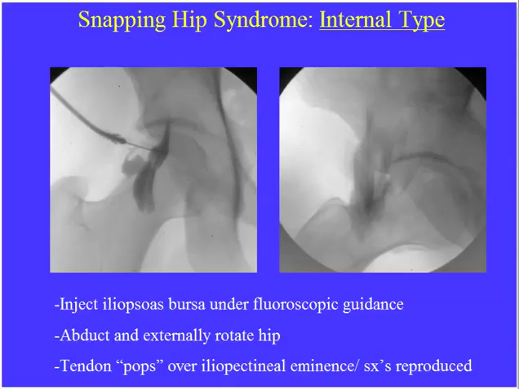More likely, however, we're going to have to do an injection of the bursa, an iliopsoas bursagram. Under fluoroscopic guidance, we go down and inject the bursa, and then we would reproduce the position of the hip that causes the audible snapping. We can actually see this thing snap over the iliopectineal eminence, and we can actually hear the audible click as it snaps over the iliopectineal eminence of the hip. And this is the iliopsoas bursagram for the internal type.